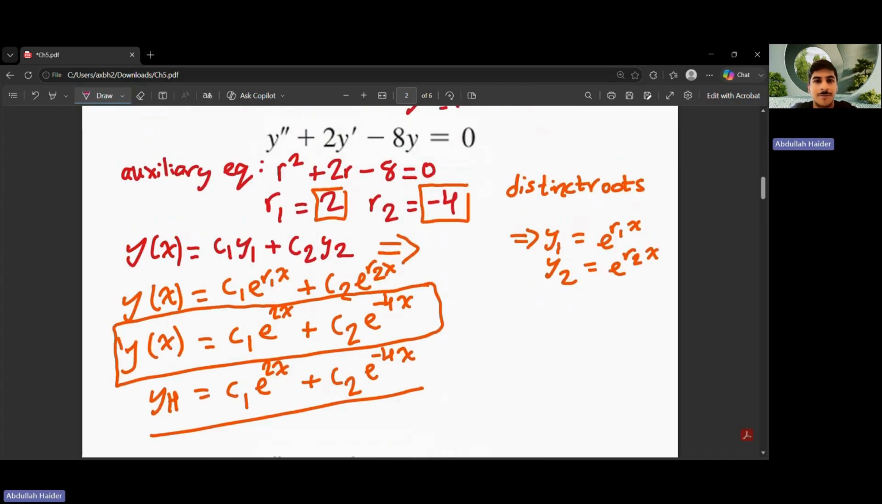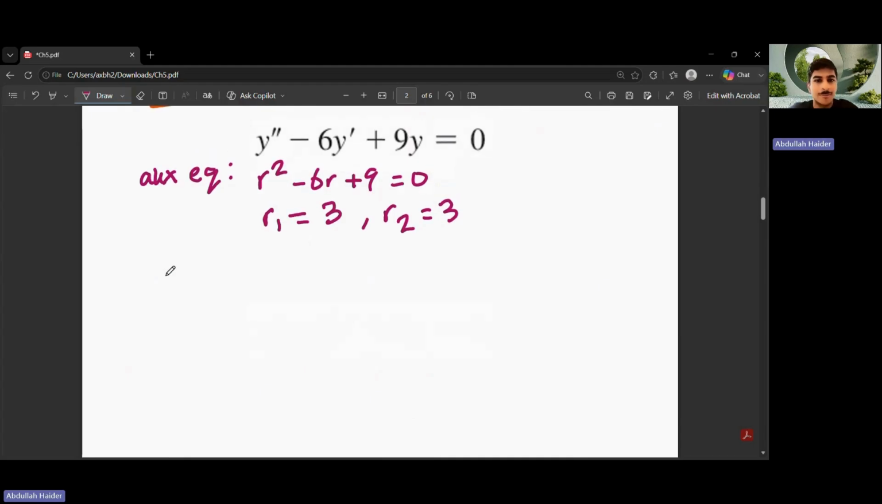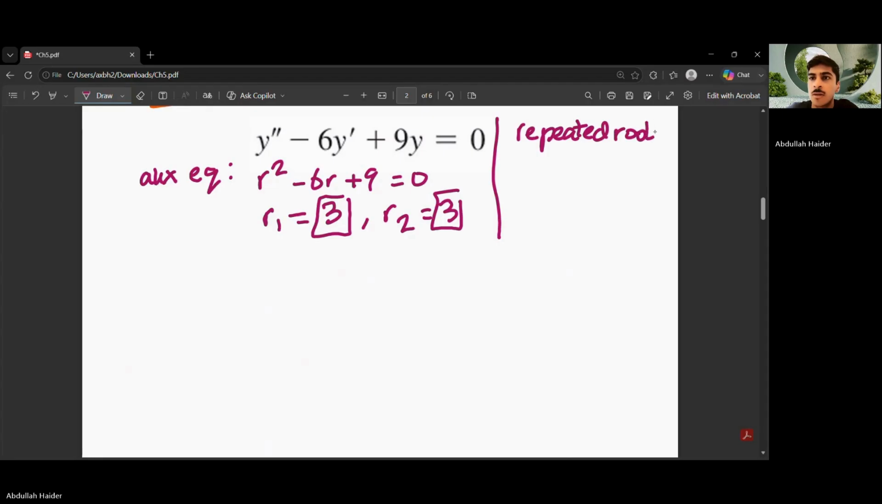So in the above question, we got 2 and 4, which are distinct roots. However, in this question, we have got repeated roots. 3 and 3 are repeated. So for repeated roots, we have the general form. For all differential equations, we have the general form y of x is equal to c1 y1 plus c2 y2.